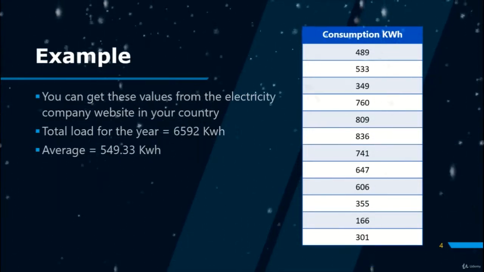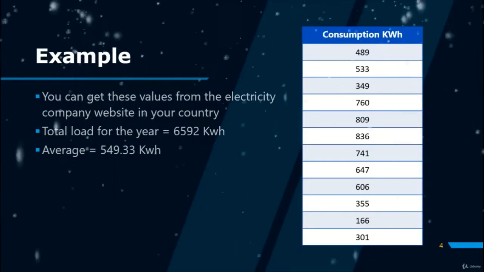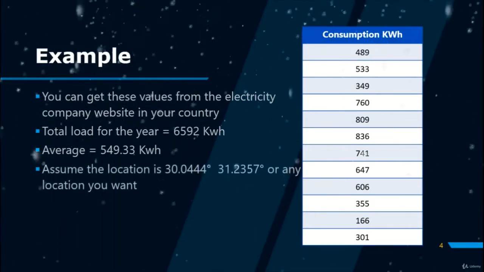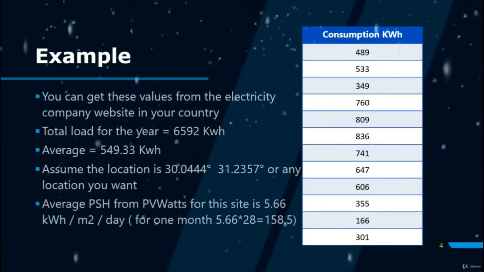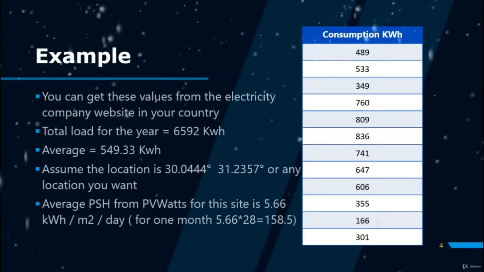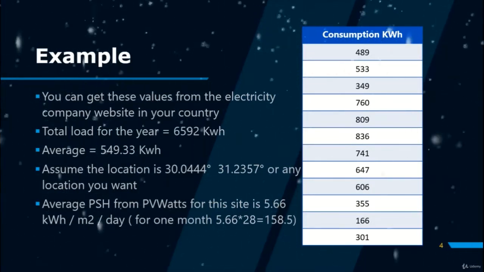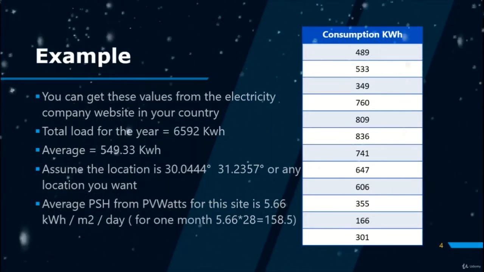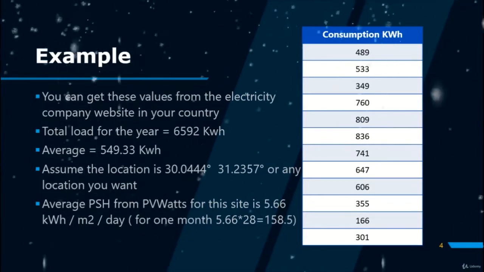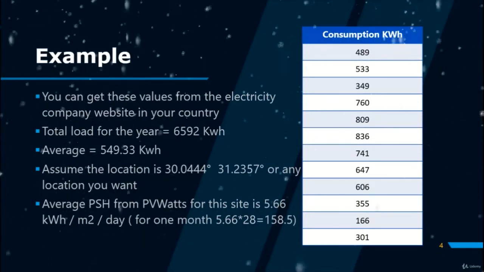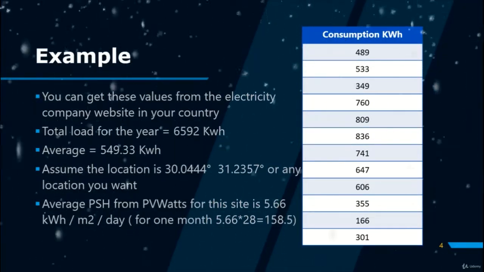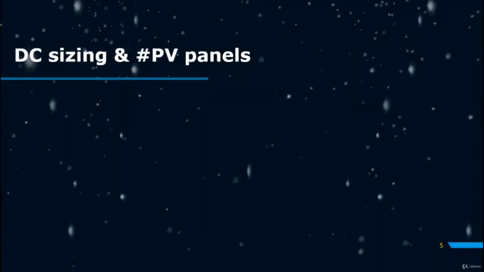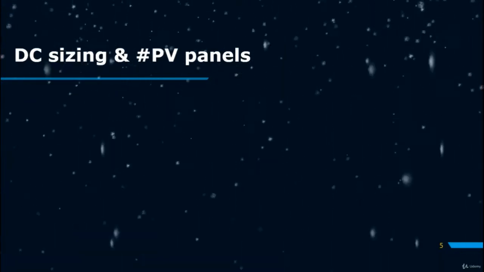So we sum all values and estimate the average of energy consumption. Then assume this location to get the peak sun hour from PV Watts, and the average peak sun hour from PV Watts for this site is 5.66 per day. Now we need the peak sun hour for the whole month, so multiply 5.66, which is the peak sun hours for one day, by 28 as a safety factor, and we will get 158.5. So now we will use this data to size the DC side.